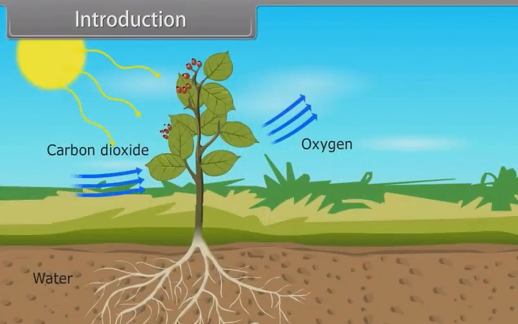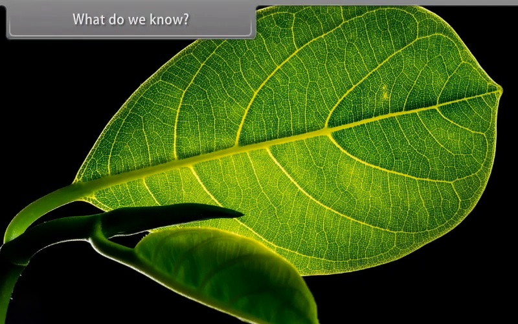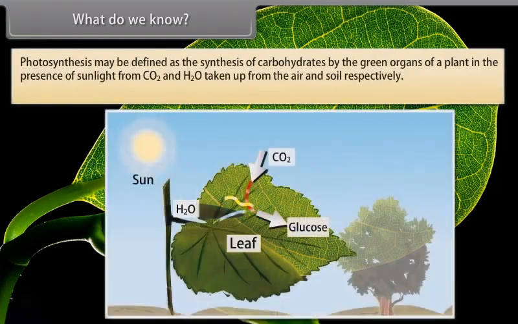The rate of photosynthesis is affected by the availability of light, carbon dioxide concentration, etc. So, throughout this module, we will learn photosynthesis in higher plants. What do we know? Photosynthesis may be defined as the synthesis of carbohydrates by the green organs of a plant in the presence of sunlight from carbon dioxide and water taken up from the air and soil respectively.